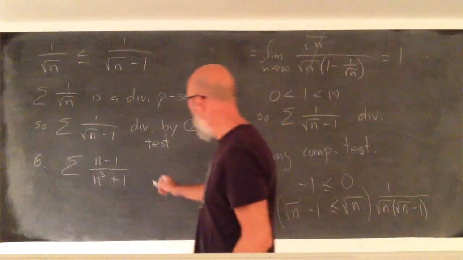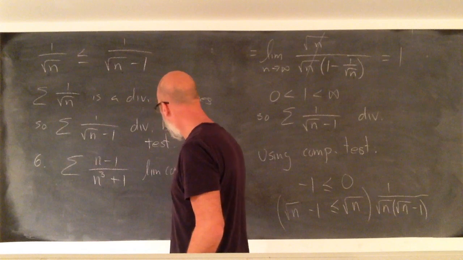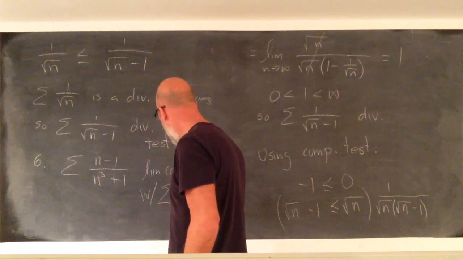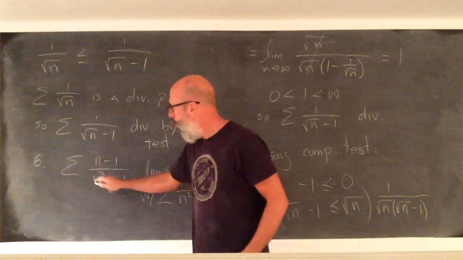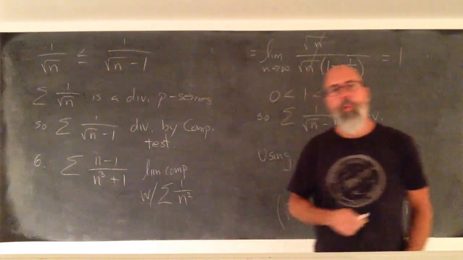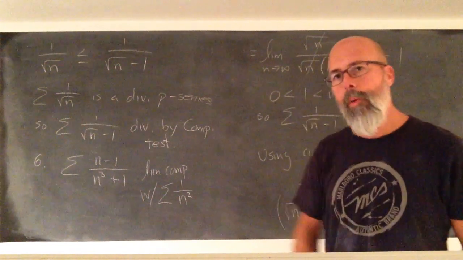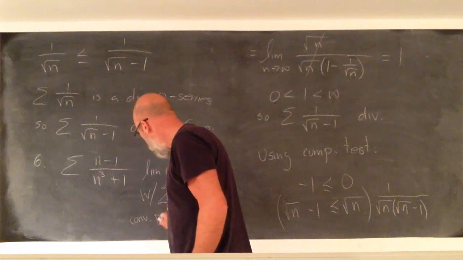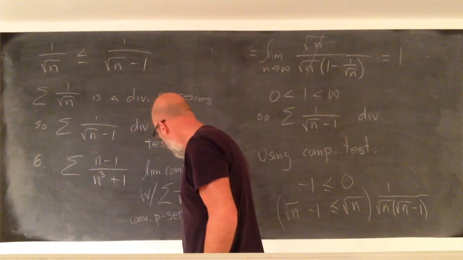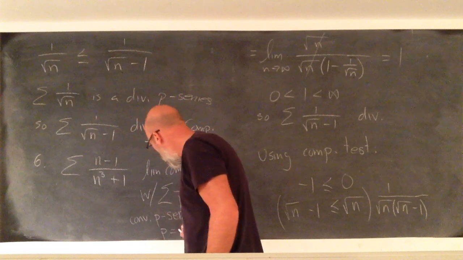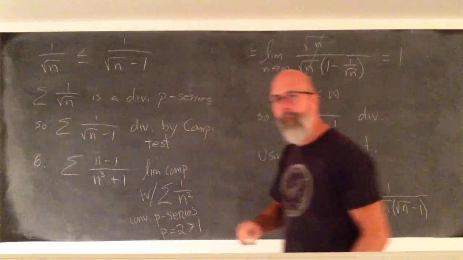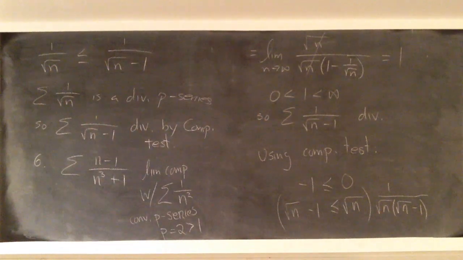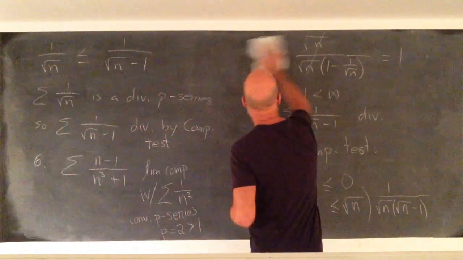So we're going to do a limit comparison with the series n over n cubed, or 1 over n squared. What do you know about this series? This is a convergent p series where p is equal to 2, which is bigger than 1. Let's apply the limit comparison test, see what happens.